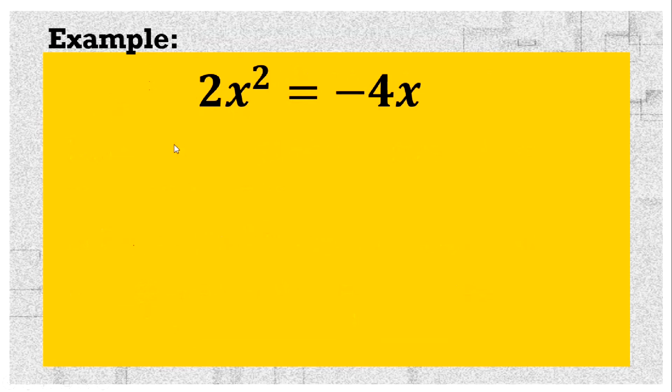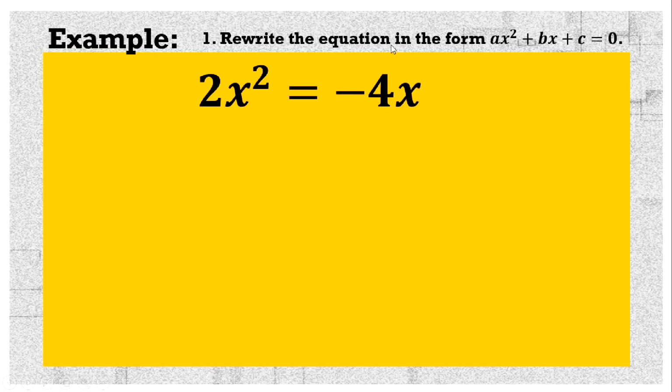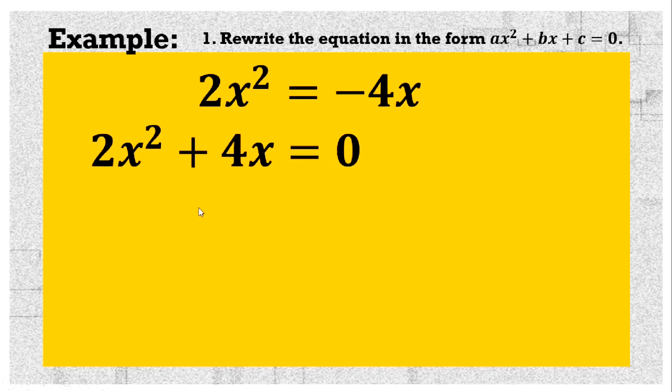Let's try. So first example, we have 2x squared equals negative 4x. First step is to rewrite the equation in this form. So transpose natin si negative 4x sa left side. So we will be having 0 in this right side. So we have 2x squared plus 4x equals 0.